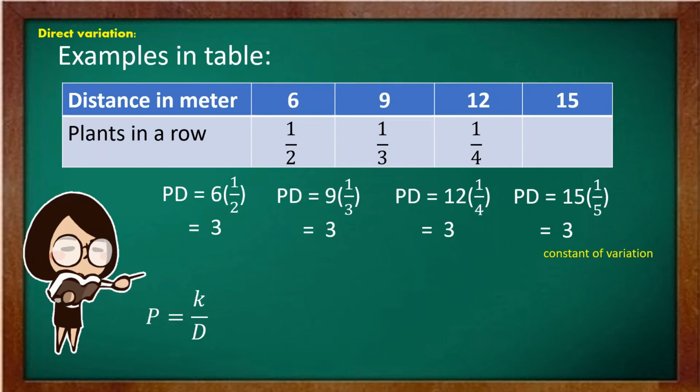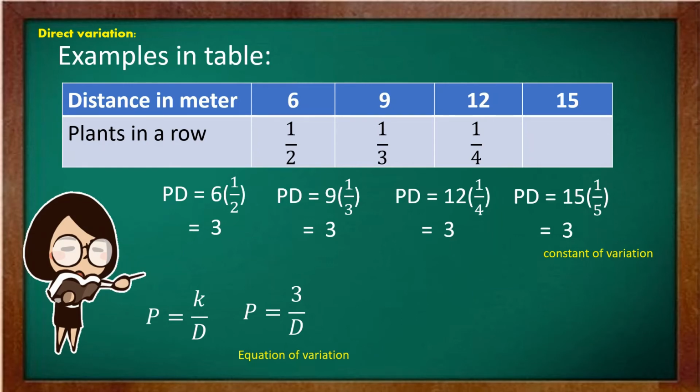How can we get the equation of variation? We have P is equal to k over D. P stands for plants, and D stands for distance. So the equation of variation is P is equal to 3 over D. 3 is the constant of variation.